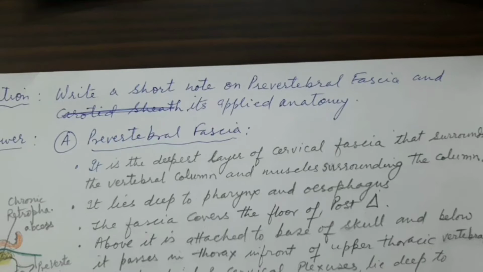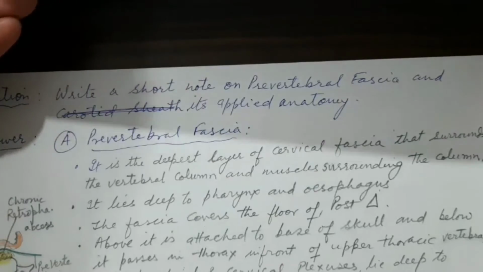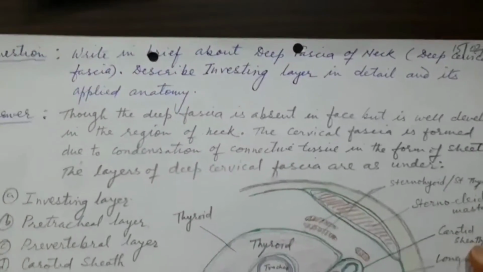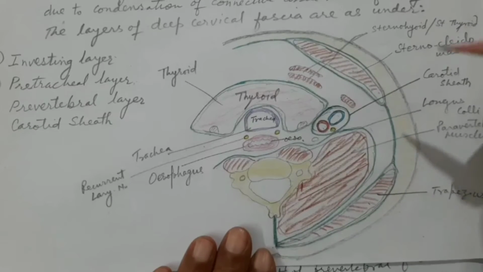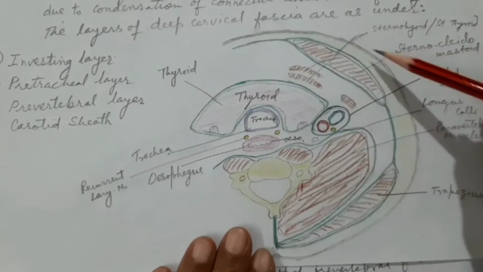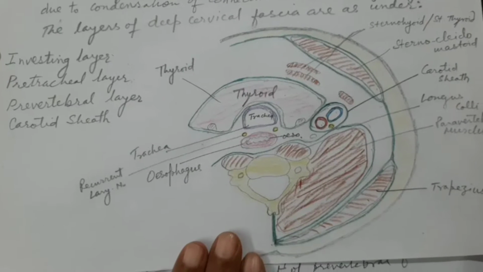Now, it is the deepest layer of the cervical fascia that surrounds the vertebral column and the muscles surrounding this vertebral column, that is, the paravertebral muscles. Let us see the same diagram which we saw in the last video. This is the cross section of the neck, at the level of the esophagus.